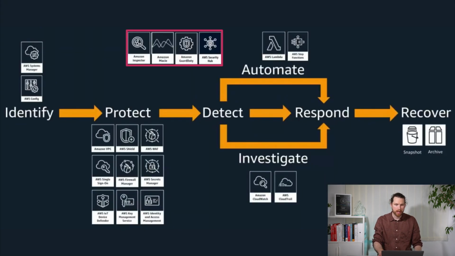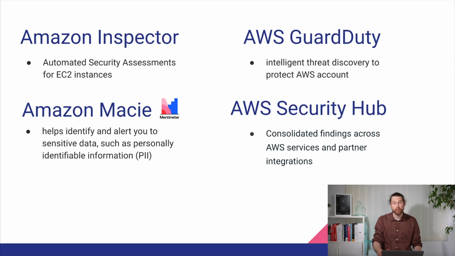Next one. Now we move on to the detect phase and check the most important services that are related to it. The first one is Amazon Inspector. So if you run an EC2 instance in your AWS infrastructure, you might want to make sure that there is no vulnerable software running on the EC2 instance, or the EC2 instance doesn't do any suspicious network activities.